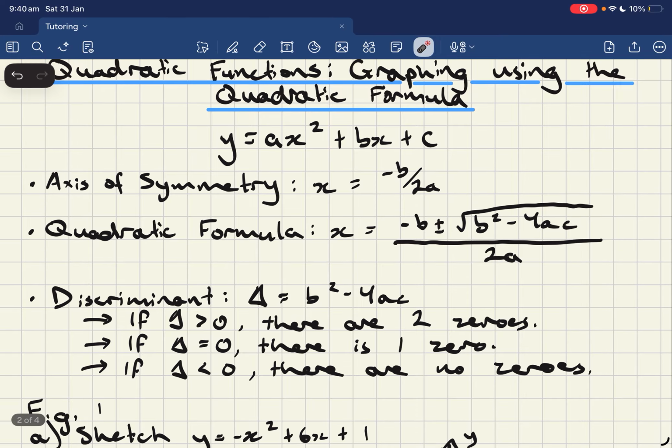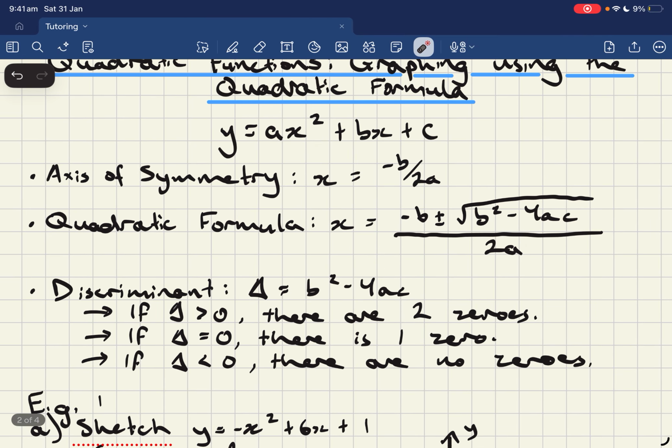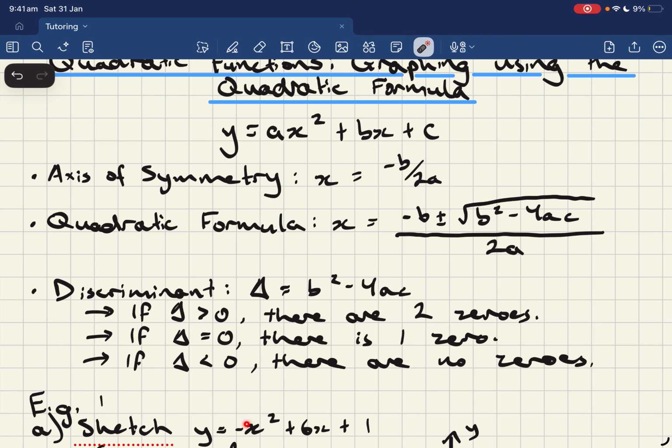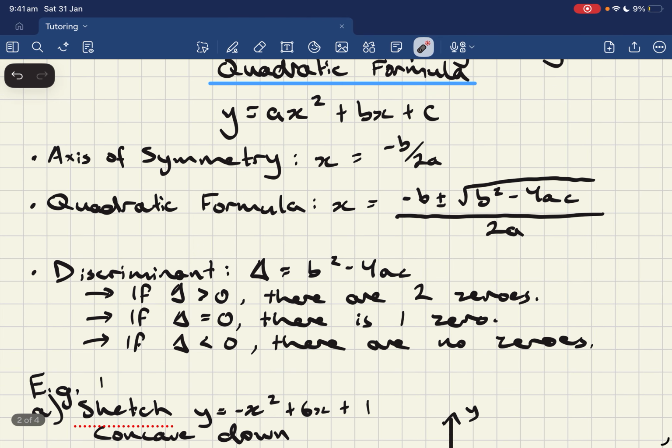Now going straight into this, we want to sketch the graph of y equals negative x squared plus 6x plus 1. Now, first thing we want to draw our attention to is that the coefficient of x squared is negative. So we already know this parabola is going to be concave down.